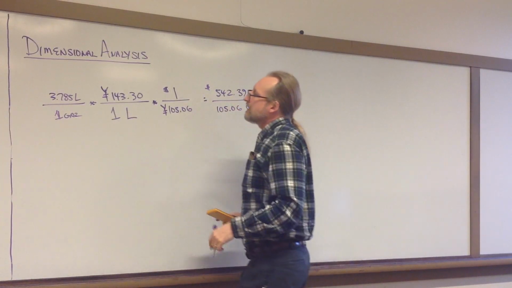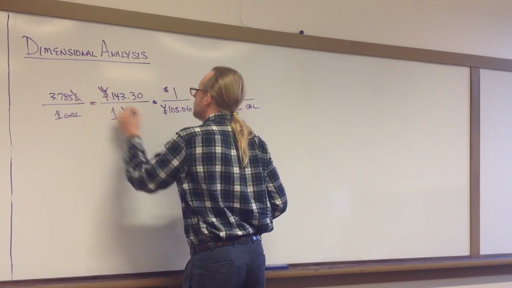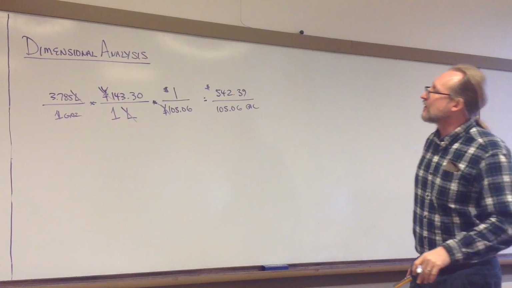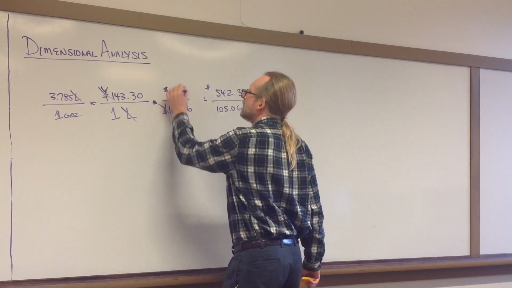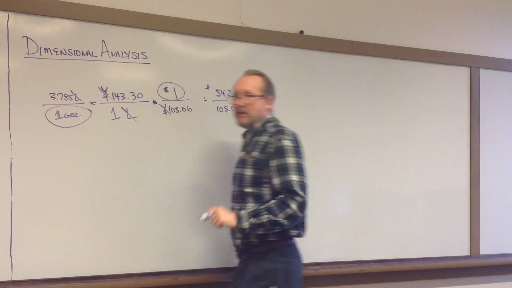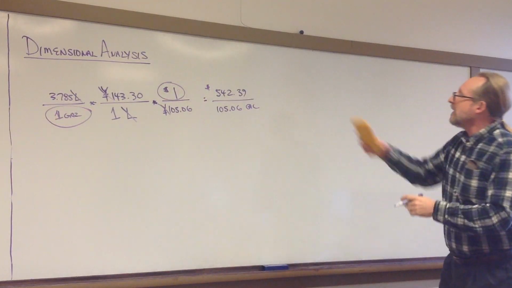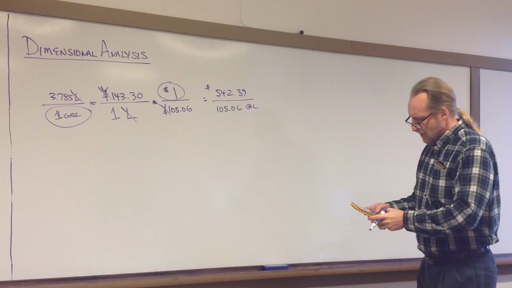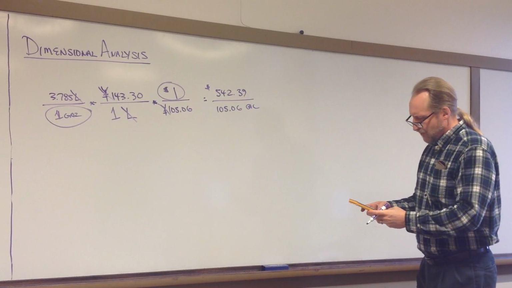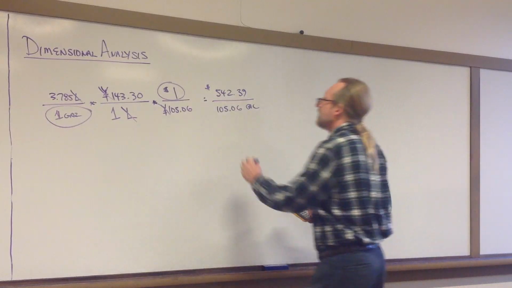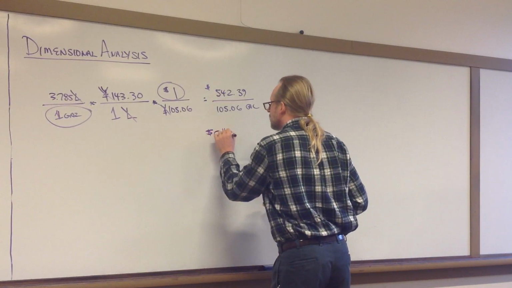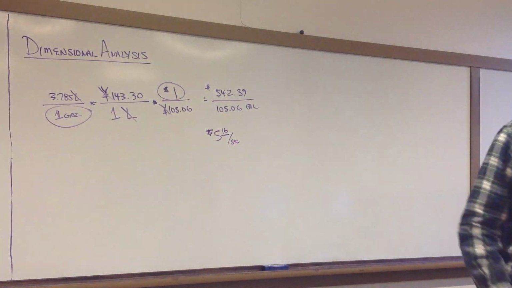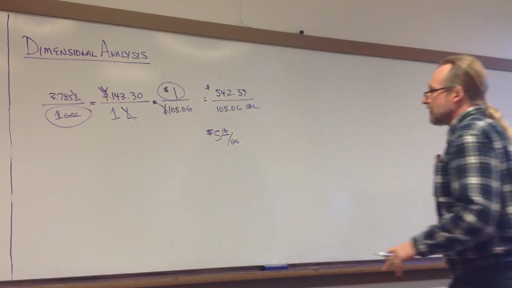Okay? And it's not really canceling, but a lot of people do this to remind themselves which measurements are going to be converted. The ones that don't cancel out are the ones that you end up with, the dollars and the gallons. So now we need to divide. 542.39 divided by 105.06, and there it is, $5.16 per gallon. Same answer. Whichever method you're more comfortable with, I encourage you to use that method.